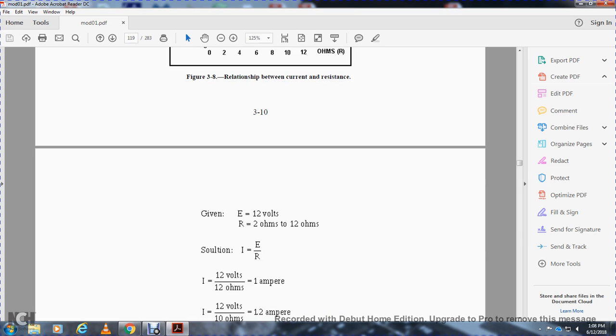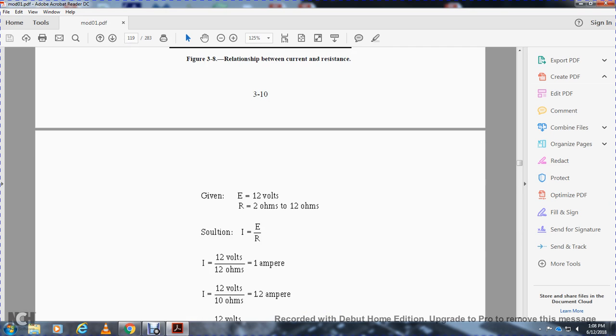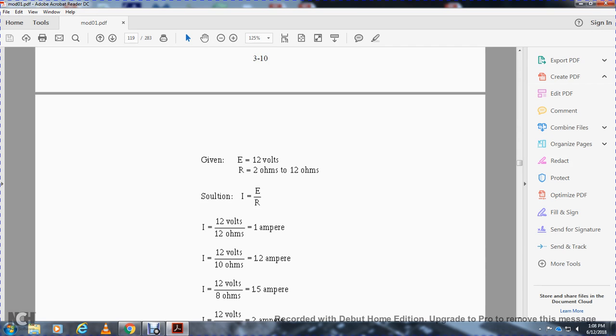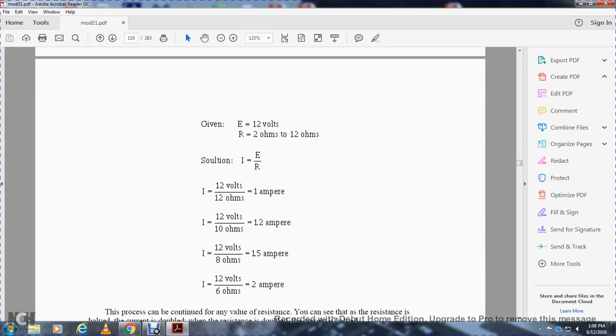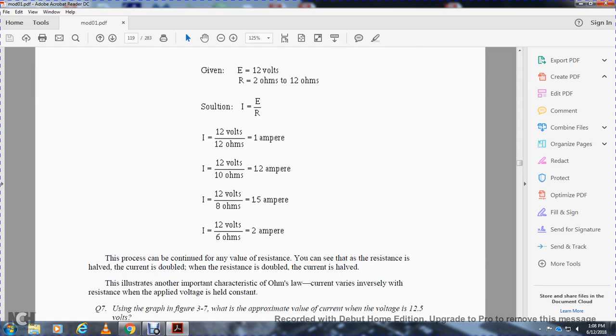amperes equals volts over ohms. So the current is 12 volts over 12 ohms, which is 1 ampere. 12 volts over 10 ohms is 1.2 amperes, 12 volts over 8 ohms is 1.5 amperes, and 12 volts over 6 ohms is 2 amperes. The process can be continued with other values of resistance. You can see that when the resistance is halved, the current is doubled.